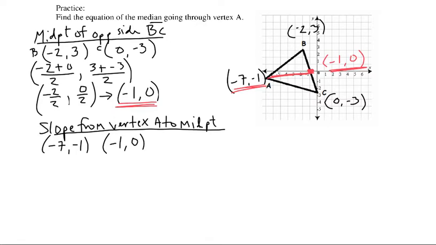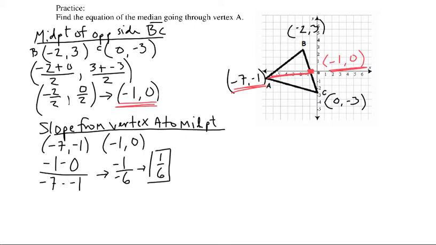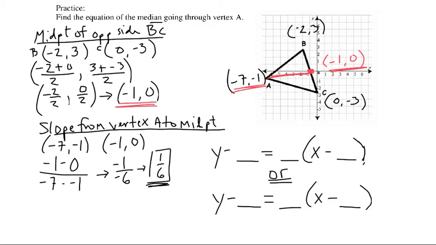So now we need to take this slope and one of those underlined red coordinates and put it into point slope form. If we use our midpoint coordinate, we would have a 0 and a +1 right there. If we use the vertex coordinate, we would have a +1 and then a +7. And on both of those, we'd have our slope of 1/6. So these are the two answer choices that you could put for the median starting at vertex A.